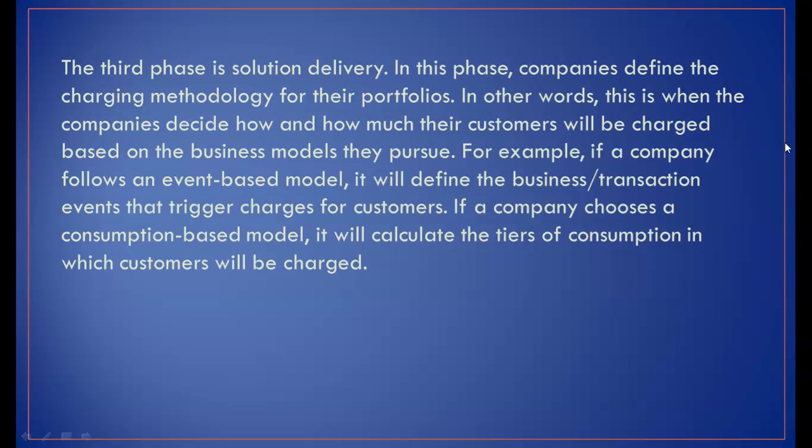In this phase, companies define the charging methodology for their portfolios. In other words, this is when the companies decide how and how much their customers will be charged based on the business models they pursue. For example, if a company follows an event-based model, it will define the business transaction events that trigger charges for customers. If a company chooses a consumption-based model, it will calculate the tiers of consumption in which customers will be charged.